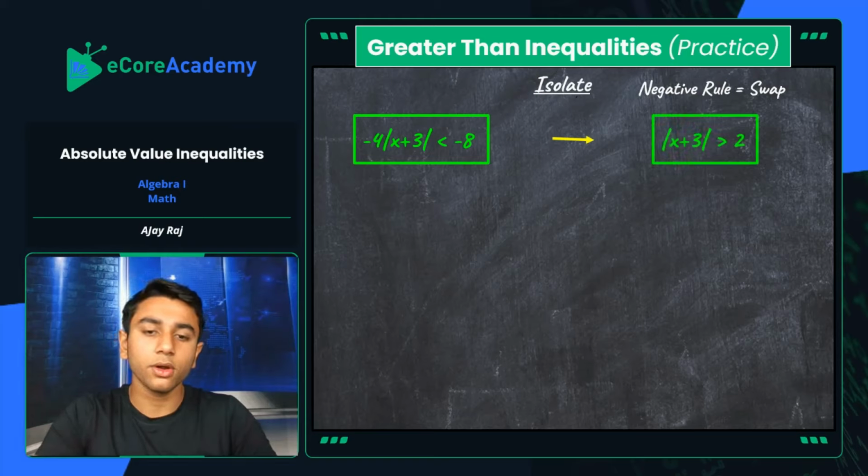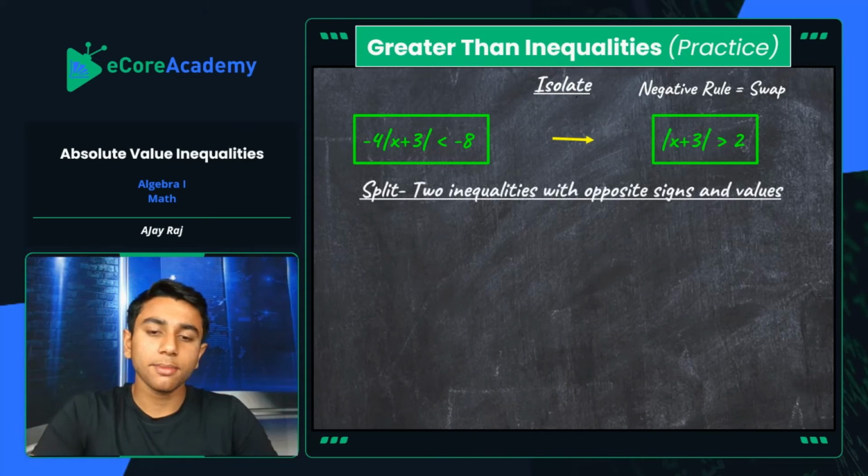So we have -4. We're going to isolate the absolute value of x plus 3. We're going to divide both sides by -4. That cancels out from the left side, and it turns -8 into a 2. Because we divided by a negative, you're also going to flip the sign, and now it's going to become a greater than inequality. The absolute value of x plus 3 is greater than 2.